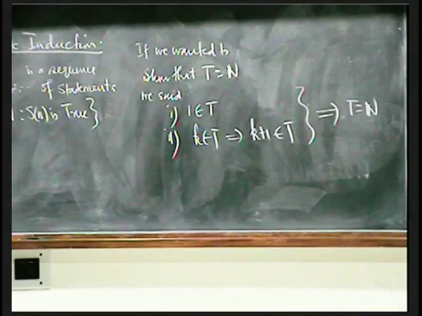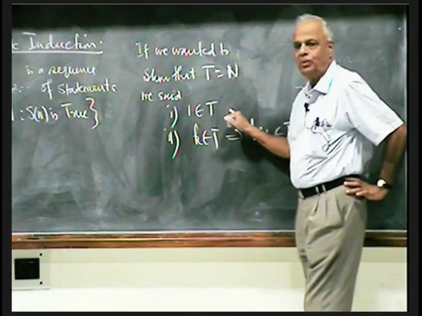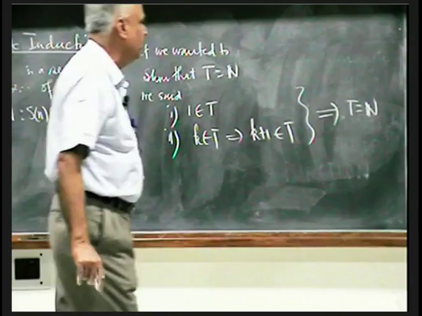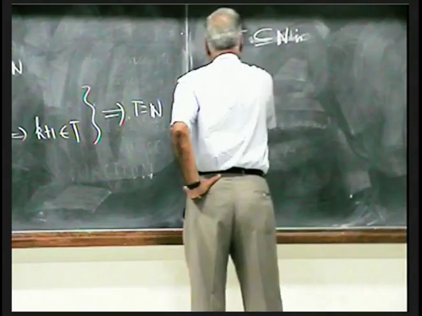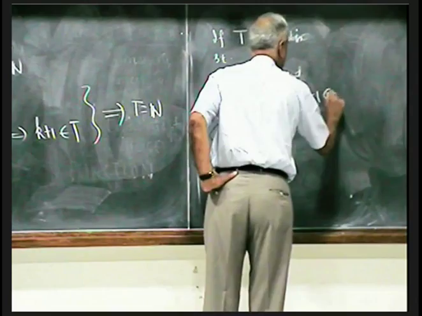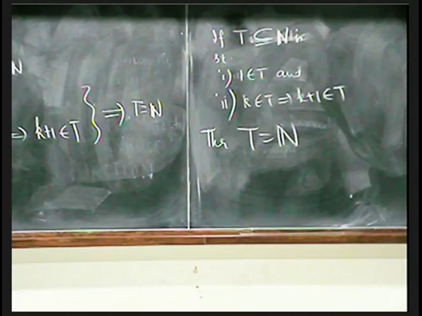So, what mathematical induction said has nothing to do with statements being true or anything like that. If a subset T of N says that 1 belongs to T, and whenever k belongs to T, k plus 1 also belongs to T, then that subset must be all of N. So, if T is a subset of N such that, I will write it again, 1 belongs to T and k belongs to T implies k plus 1 belongs to T, then T must be all of N. This is exactly the idea that we use in mathematical induction. This is what we call mathematical induction.